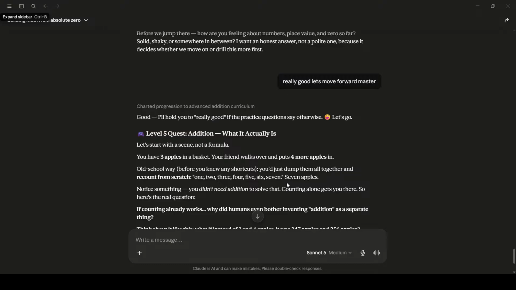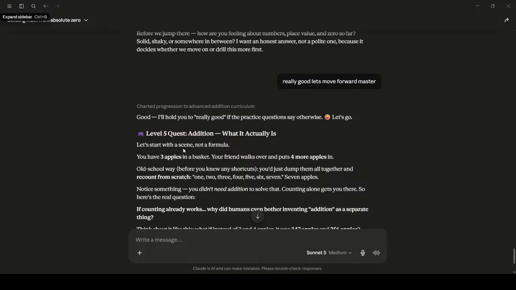In day 2, we'll be focusing on learning other basic stuff like addition, subtraction, and so on. So we are in level 5. Level 5 quest. Our quest is to learn about addition. So, addition.